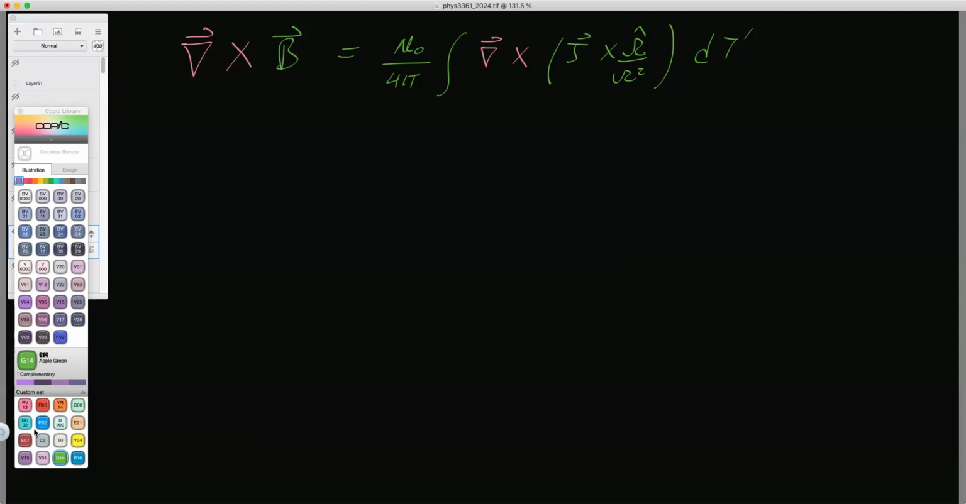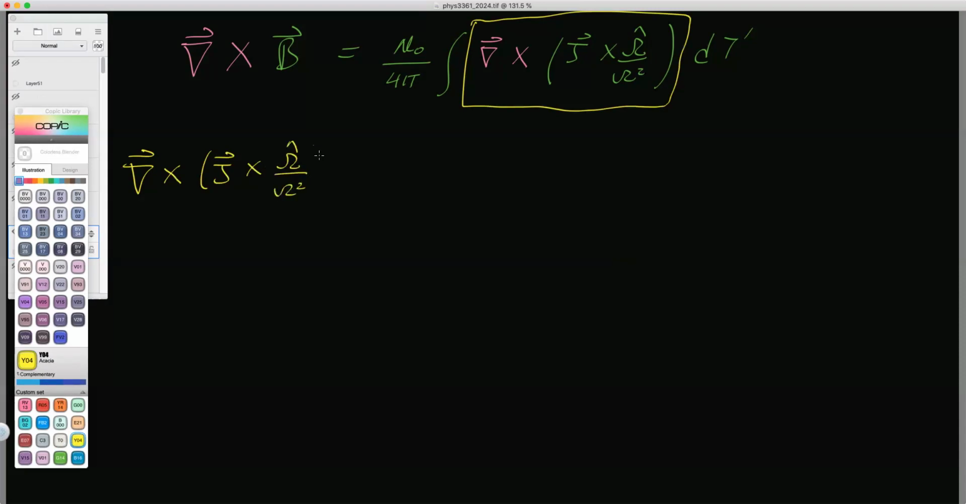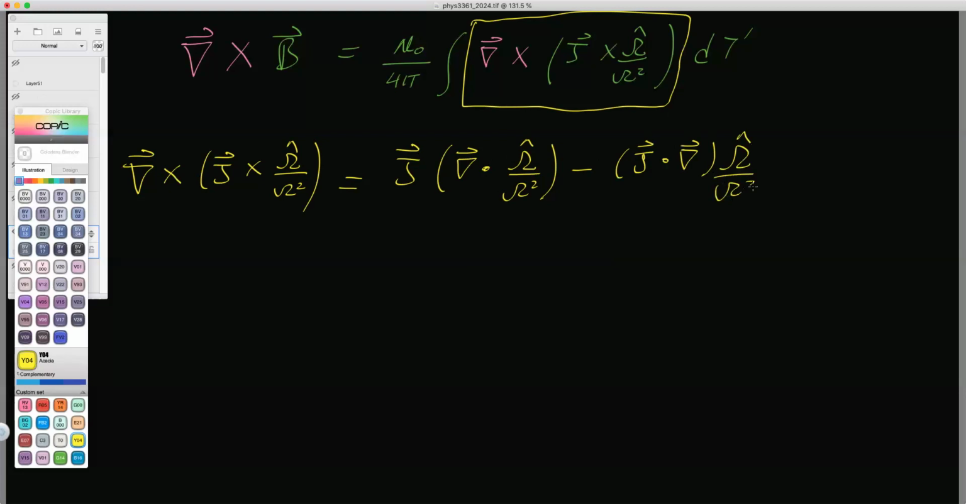So I'm going to now take the term here again in yellow. Okay. So we're going to say del cross j cross omega hat over omega squared. And then that's going to be equal to j del dot omega hat over omega squared minus j dot del acting on omega hat over omega squared.